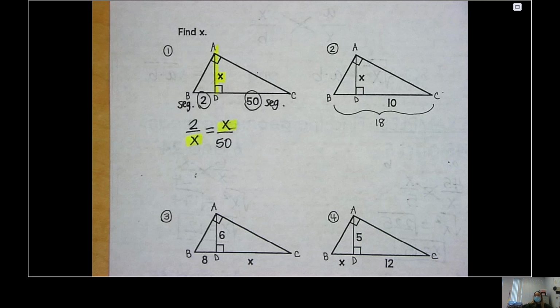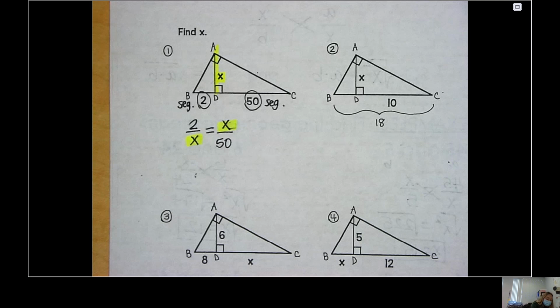Same setup. I'm going to start by highlighting my altitude. Which one in this picture is your altitude? 18, 10, or x? The x again. So highlight your x. Okay, now I need to figure out my 2 segments. So my two segments are the two smaller pieces, but I've got a problem. What's my problem? I've got the one segment is 10, but I don't have this segment over here. However, I know the whole thing's 18. What does that mean this piece has to be? 8. Beautiful. There's your other segment.